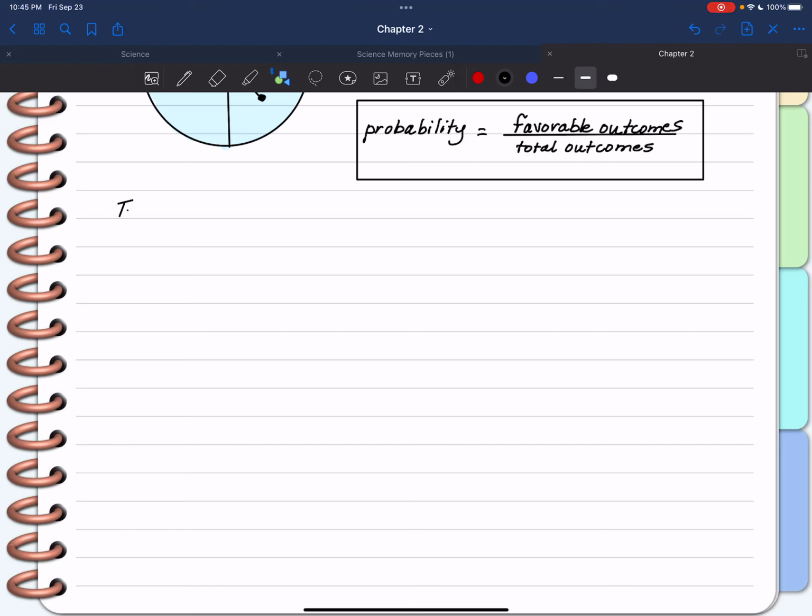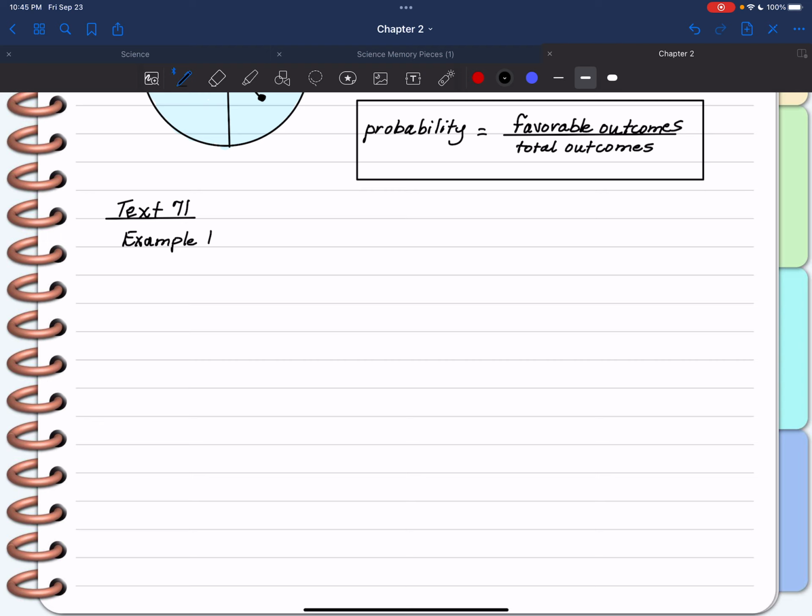I am in the textbook on page 71, and we're looking first at example 1, and this is a word problem.